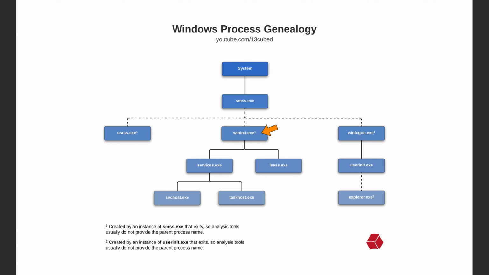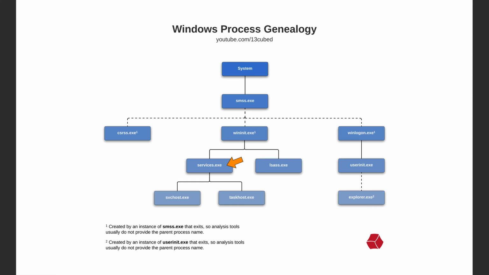Next, we have wininit.exe. Its image path is system root system32 wininit.exe. Again, the parent process is smss.exe, but again, it's created by an instance of smss.exe that exits, so once again, our analysis tools usually do not show a parent process. The number of expected instances is 1, the user account associated with it is local system, the start time is within seconds of boot time, and this service is responsible for starting our key background processes within session 0. So it starts our service control manager, which is services.exe, as you can see here, as well as the local security authority subsystem service, lsass.exe.